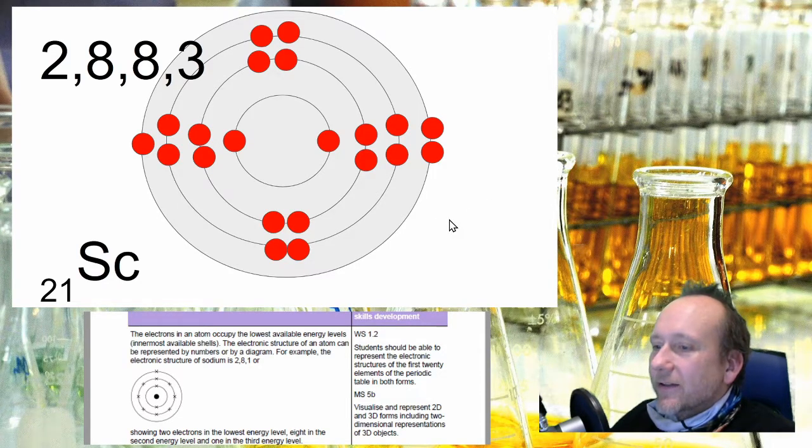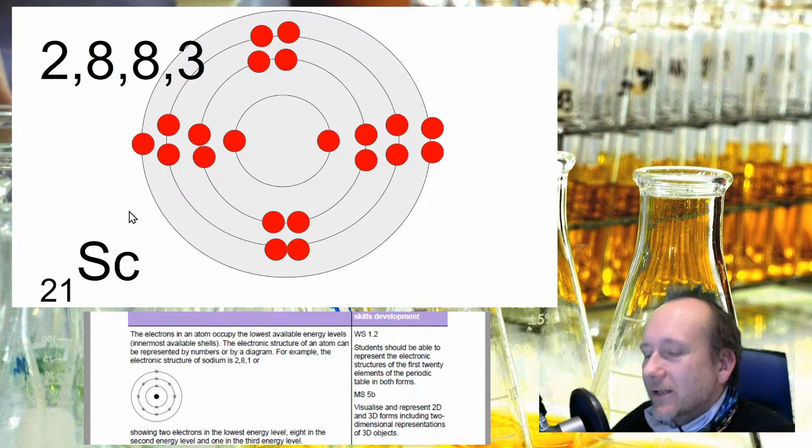So this is the last one, I think. This is scandium, number 21, and I'll give you 5 seconds. This is a trick question. While you can see, beautifully counted out, 2, 8, 8 electrons, and then 3 on the outer shell. But the trick here is that we only need to know the first 20, and scandium is 21.